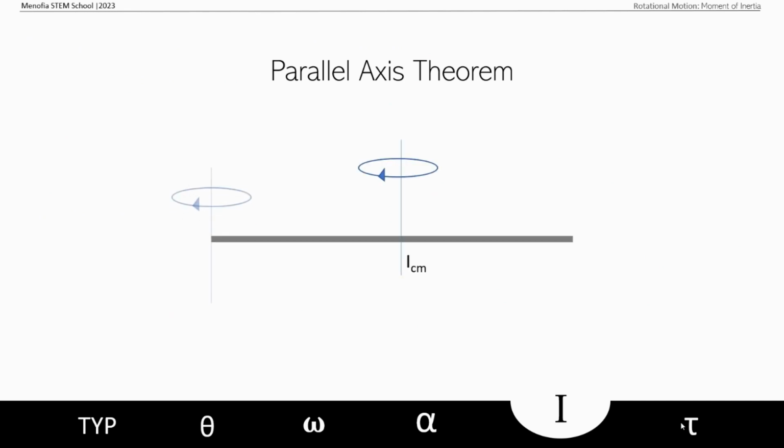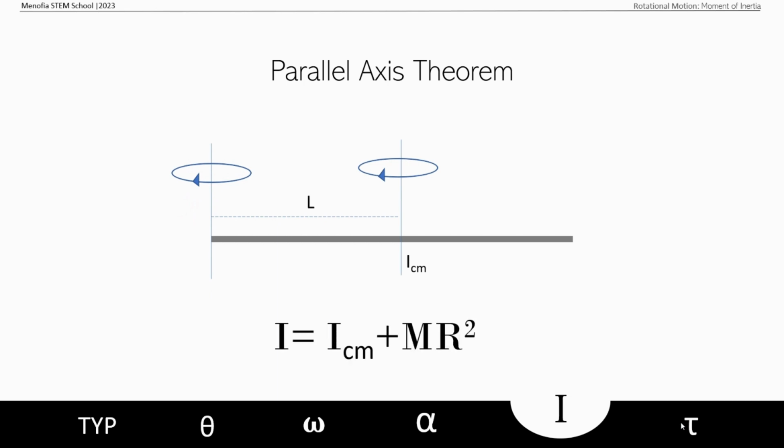One of them is the parallel axis theorem. The parallel axis theorem states that the moment of inertia at any point parallel to the center equals the moment of inertia at the center of mass plus the equivalent mass times the lever arm squared. This rule can be handy in solving many problems.